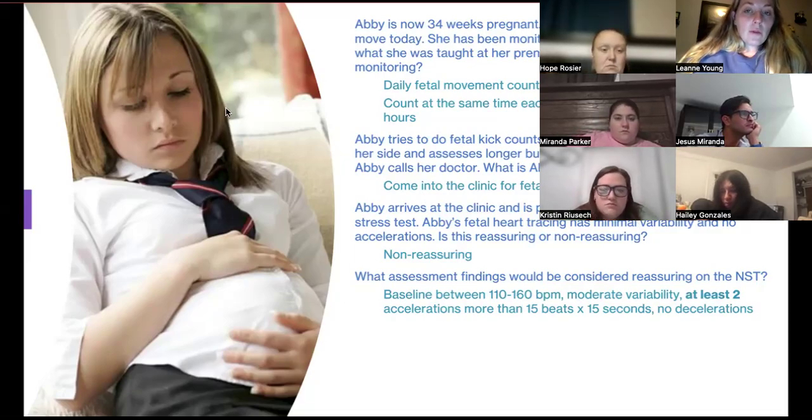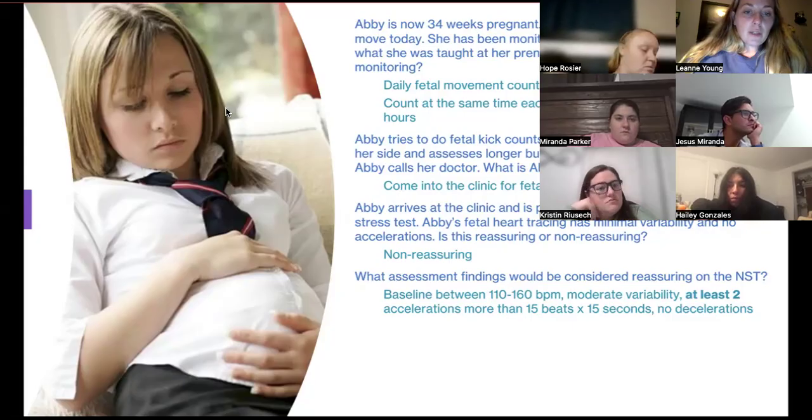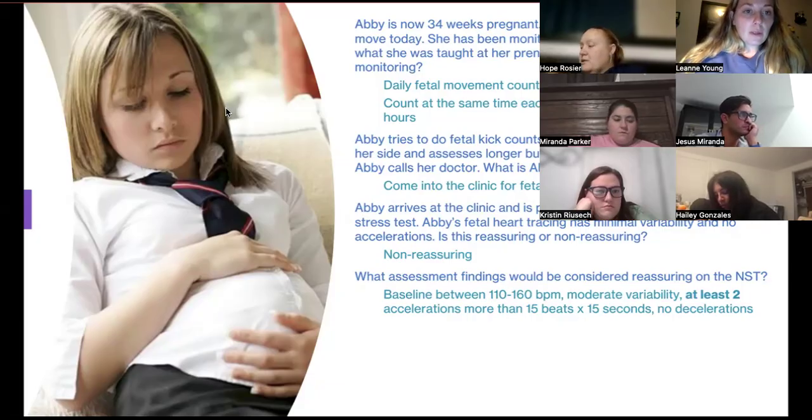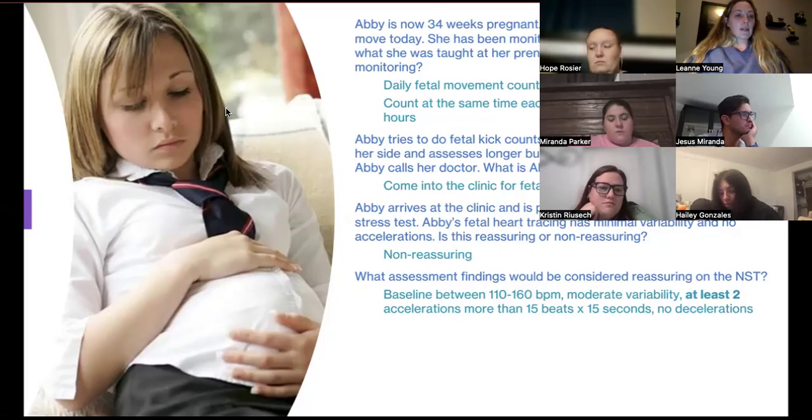So, to those of you who have never read a fetal heart rate monitor or fetal heart rate tracing, this verbiage or terminology may be really confusing right now, but we're going to go through fetal heart rate strips and tracings in a couple of weeks, and we go through it really in detail, and this will make a little bit more sense. But for now, I just want you to know these findings and what assessment findings indicate a reassuring NST.